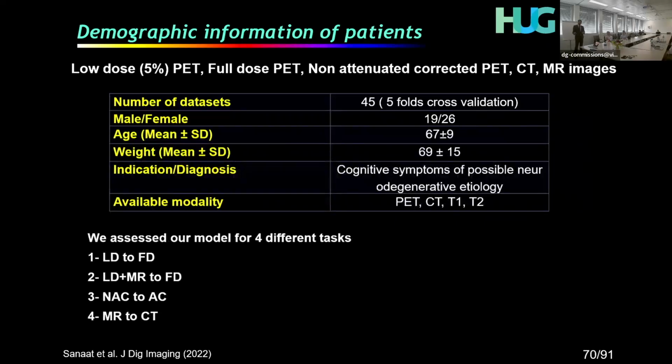So we used a dataset that includes low-dose PET images, full-dose PET images, non-attenuation-corrected images, and CT and MR. We also assessed our model for 4 different tasks: low-dose to full-dose, low-dose plus MR to full-dose, non-attenuation correction to attenuation correction, and MR to CT.